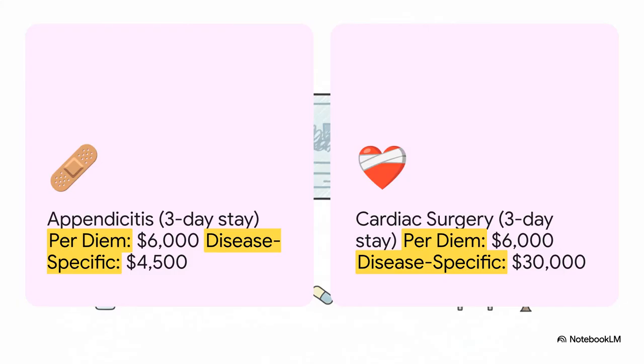And this right here just brilliantly shows why that precision matters so much. If you use the simplest per diem method at the bottom of the ladder, a 3-day hospital stay costs $6,000. Doesn't matter if it's for appendicitis or major heart surgery, which is obviously nuts. But look what happens when you use a more precise disease-specific rate. The costs suddenly look totally different. $4,500 for one and a whopping $30,000 for the other. This shows you just how critical it is to use the right method to get an accurate picture.